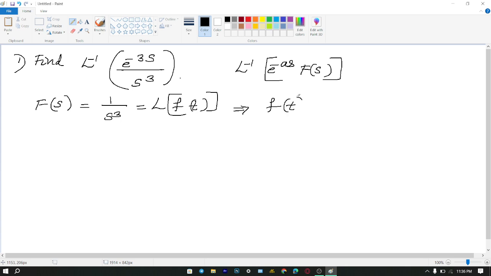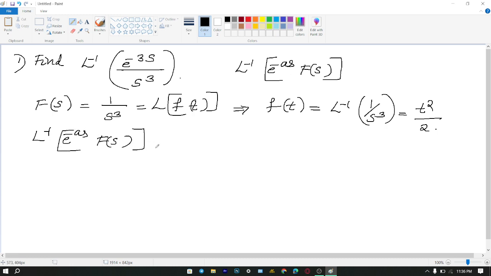What is f of t now? f of t is L inverse of 1 by s cube. And what is L inverse of 1 by s cube? That is t square divided by 2 factorial, that means t square by 2. Now, we can consider the formula of L inverse of e raised to minus as into F of s. By the corollary to the second shifting theorem, that is equal to f of t minus a into u of t minus a.